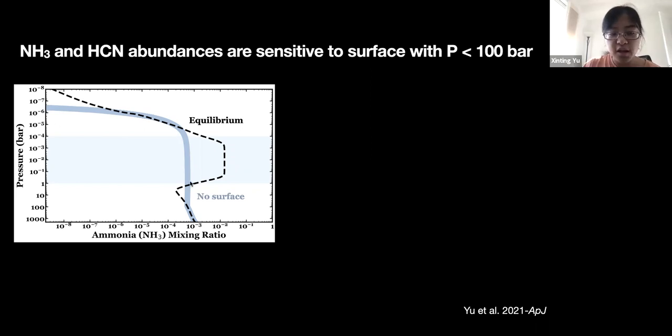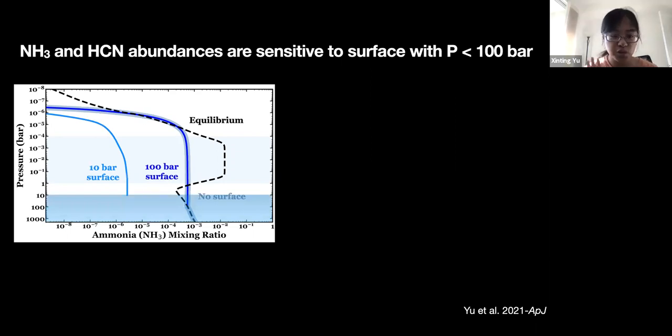All right, now we're adding a surface of 100 bar. We notice the ammonia abundance has not changed at all. And we think this is because at this surface level, it's still hot enough so ammonia can be fully recycled back to the atmosphere. And now, if we add a 10 bar surface, you're seeing a decrease of ammonia of several orders of magnitude.